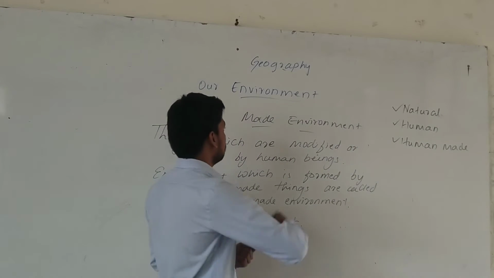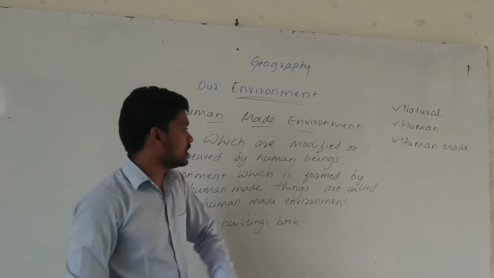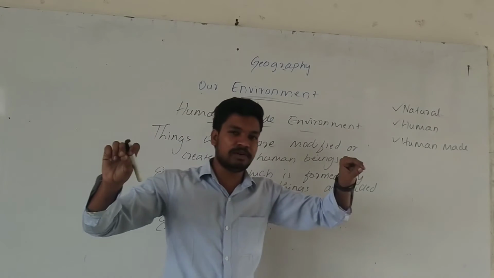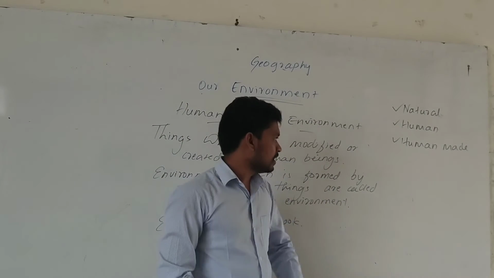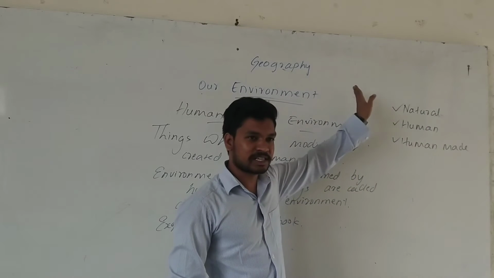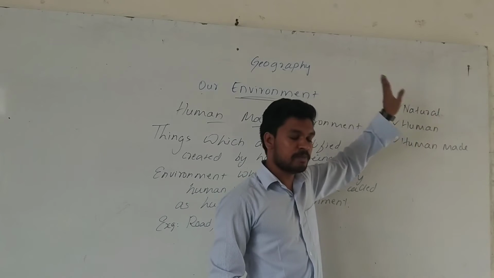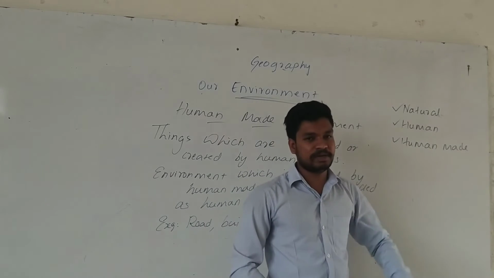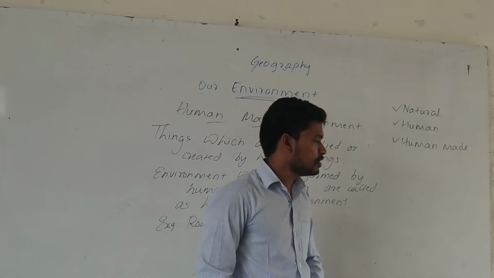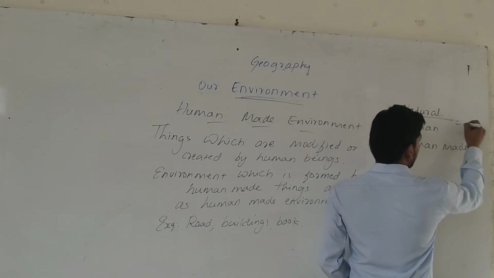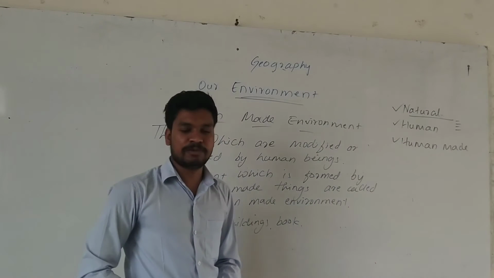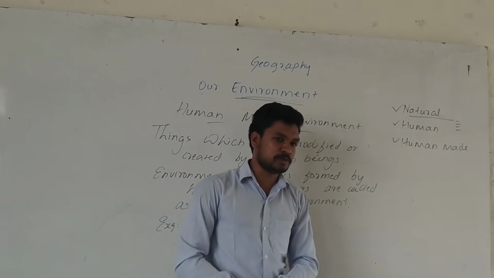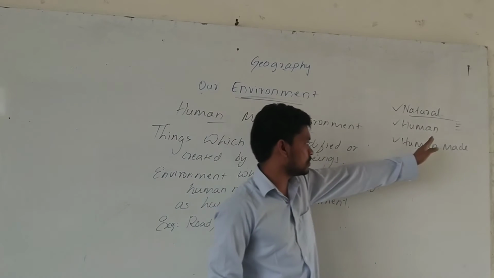This chapter has four important concepts. One is about the environment. I hope you understood the concept of environment, its definition and examples. Then we have three more: the classification and components of the environment, which are the natural environment, the human environment, and the human-made environment. Under the natural environment, we have four classifications or four spheres: lithosphere, biosphere, hydrosphere, and atmosphere.